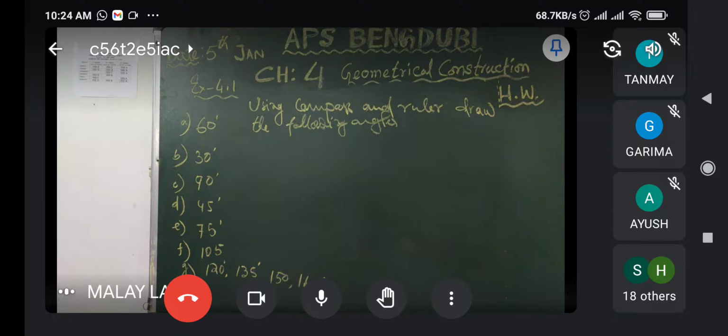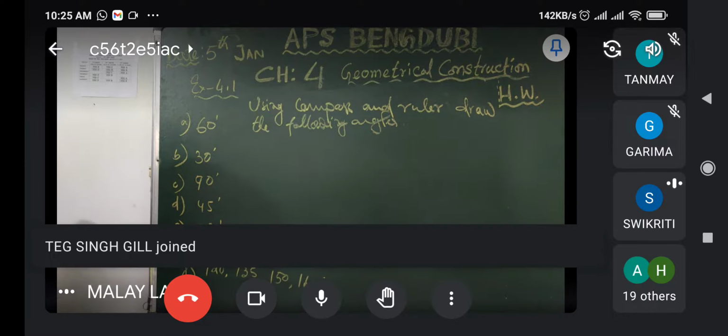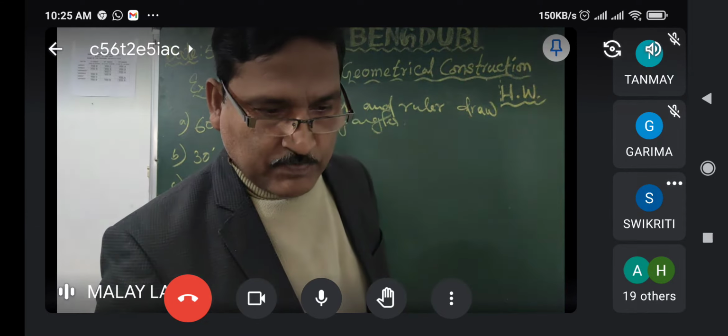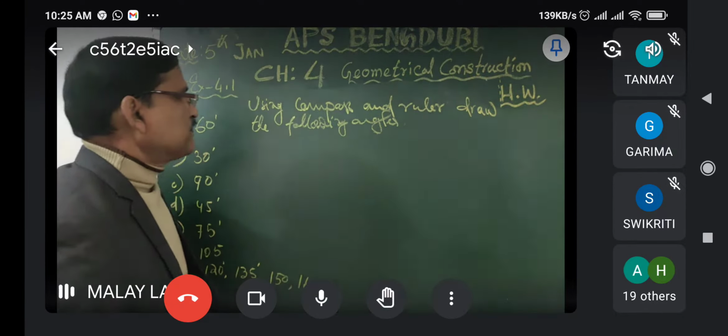So A is 60 degree, B 30 degree, C 90 degree, D 45 degree, E 75 degree, F 105 degree, then G 120 degree, 135, 150, and 165. I will not draw this many angles; something I will leave to you also. You will do it. Okay, now I am starting this.